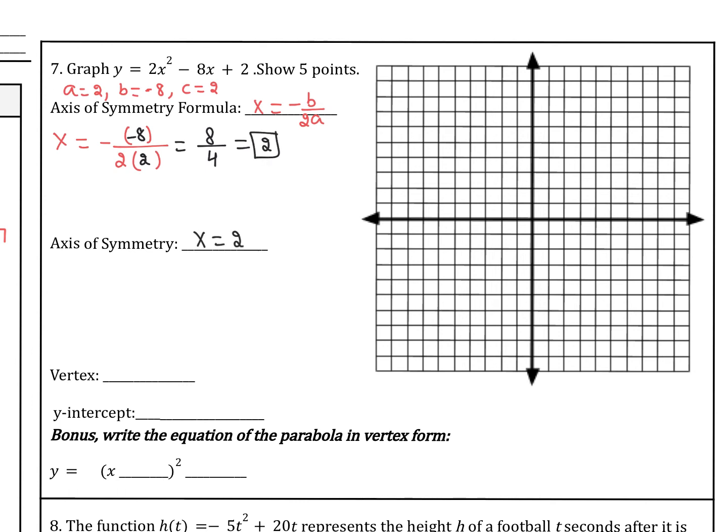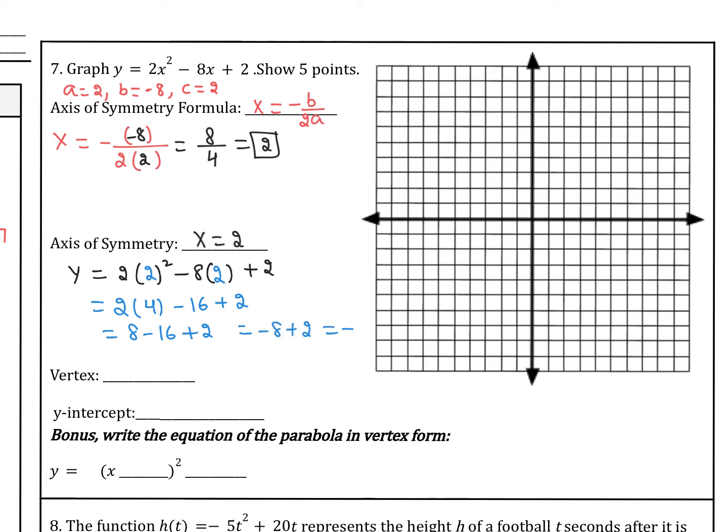Once you find the axis of symmetry, you're going to use the x value in the given equation. Always put brackets around the number that you're going to plug in, where x is going to be 2. 2 times 4 minus 16 plus 2. 8 minus 16 plus 2. And that's going to be negative 8 plus 2. That's negative 6. The vertex is 2 comma negative 6.